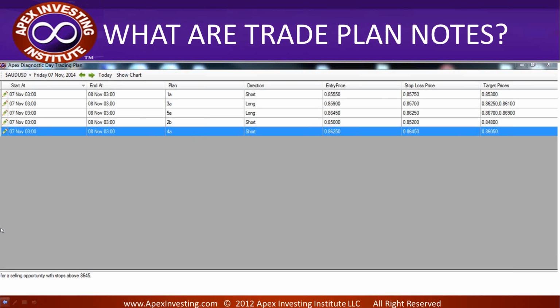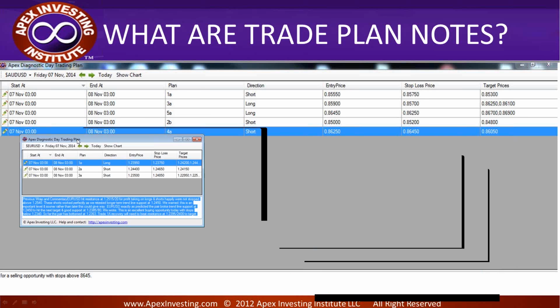Okay, so we also have trading plan notes. This is where we actually go in, and if you click on it, it'll give you specific notes. This is an application that ties in directly to MetaStock, okay? So you have to have MetaStock installed for this new application we're releasing. It'll use the data engine that you have with your MetaStock subscription.